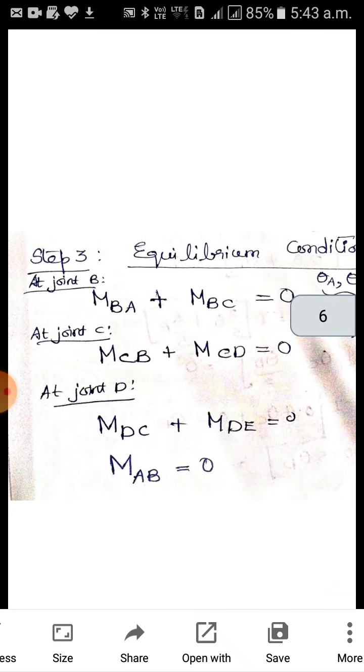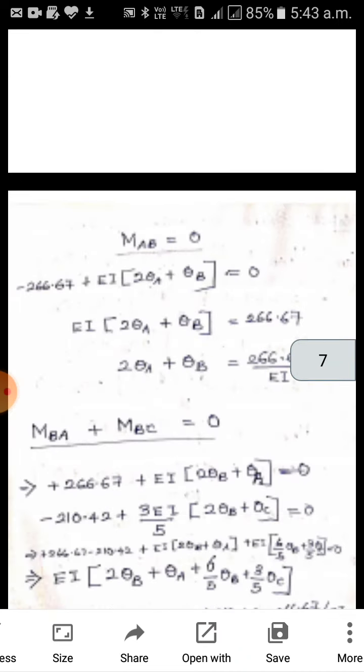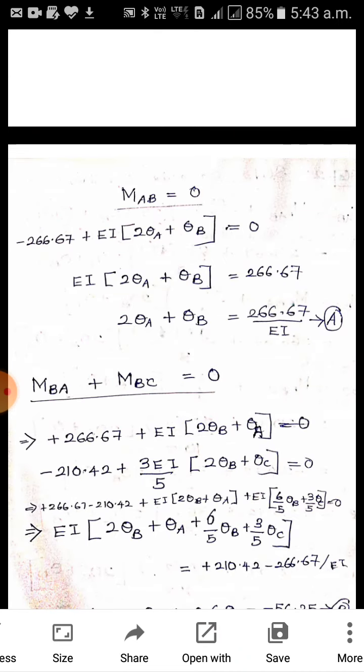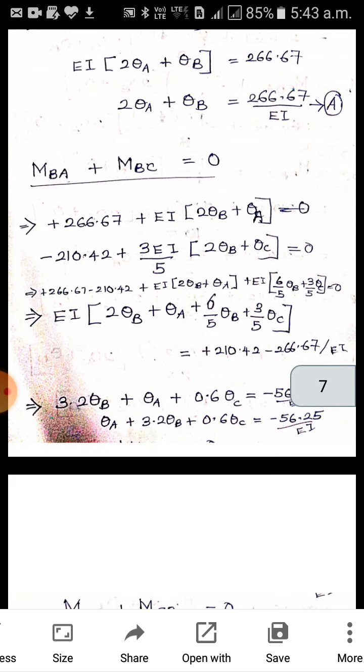Then as usual, an intermediate joint B, MBA plus MBC equal to 0. And joint C, MCB plus MCD equal to 0. And joint D, MDC plus MDE equal to 0. So write all the equilibrium equations. Then MAB equal to 0. Do it one by one. Solve it. MBA plus MBC equal to 0.